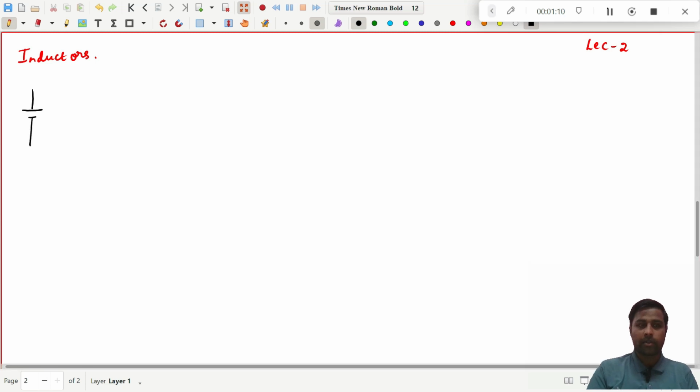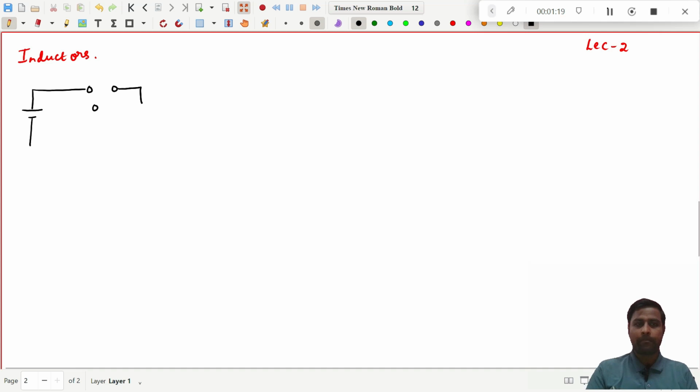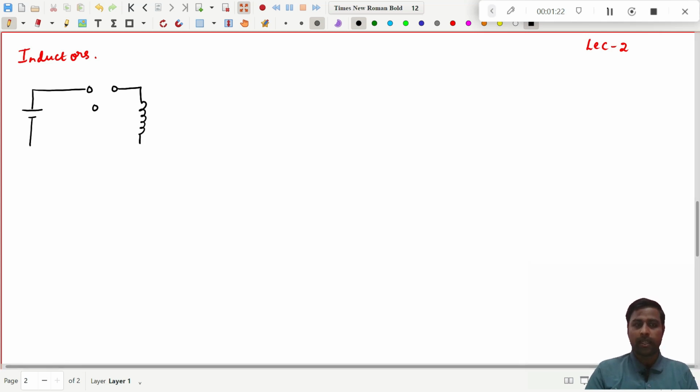I will take a circuit. An inductor is connected across the voltages. I am drawing a different circuit, and I will explain why I am drawing it like this. This is the inductor, and here I have connected a switch. This is position A and this is position B. This is the voltage supply V, and this is the inductor. The current flowing through this inductor will be I.